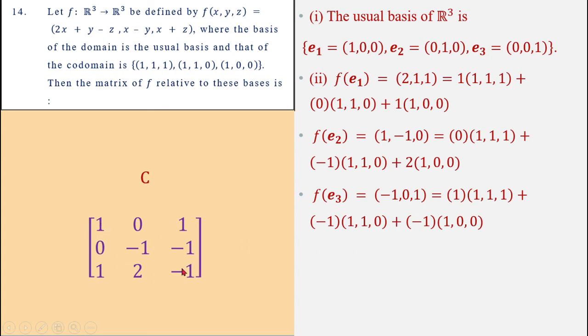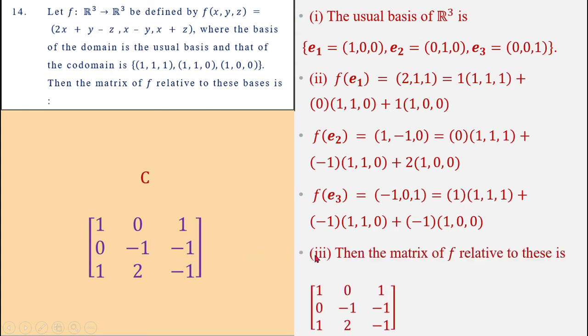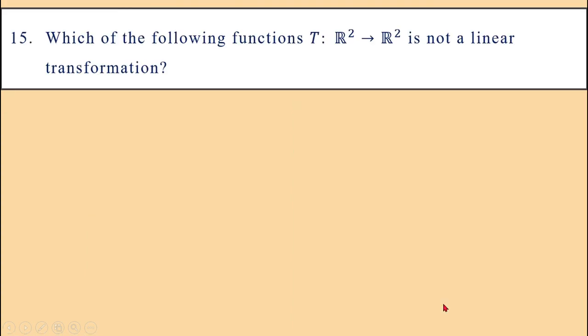Okay, so the matrix of transformation can be obtained by writing the coefficients in the linear combinations column wise. That means the first column of that matrix of transformation will be (1, 0, 1). The second column will be (0, -1, 2). And the third column will be (1, -1, -1). So the correct option is C. Then the matrix of f relative to the basis is the matrix in option C.